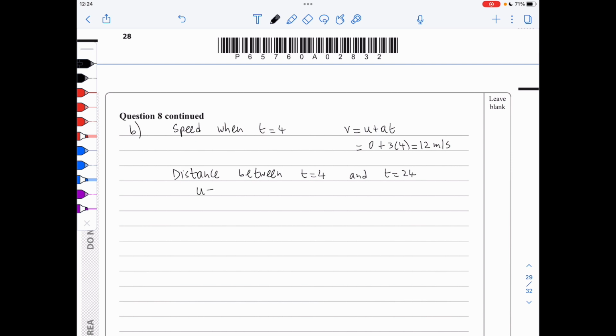So here u is 12 meters per second, t is 20 seconds, and a is 1.5 meters per square second. So I'm again using s is ut plus a half at squared. So 12 times 20 plus a half times 1.5 times 20 squared. And this gives an answer of 540 meters. So this is the distance covered between t is 4 and t is 24.